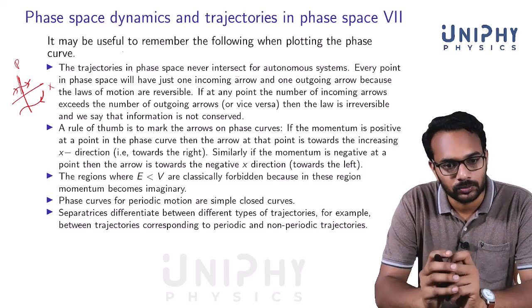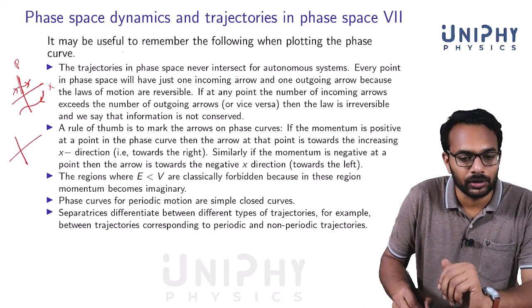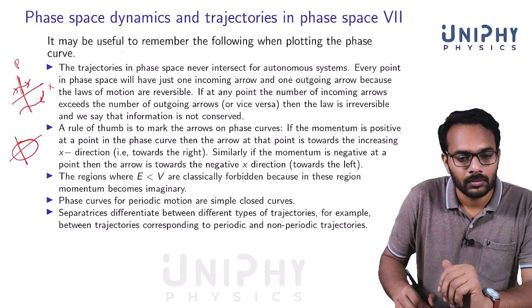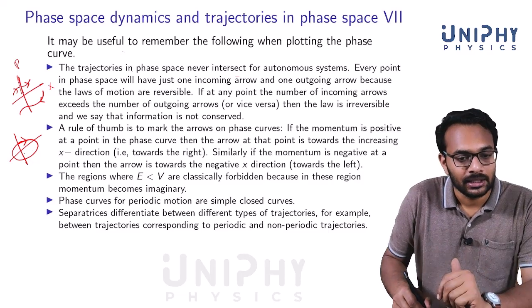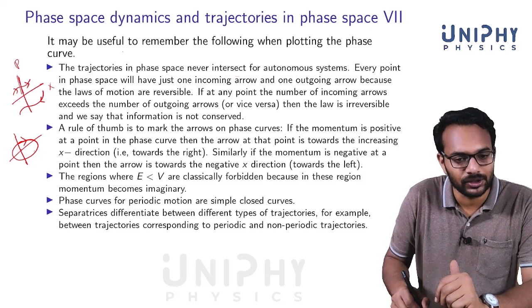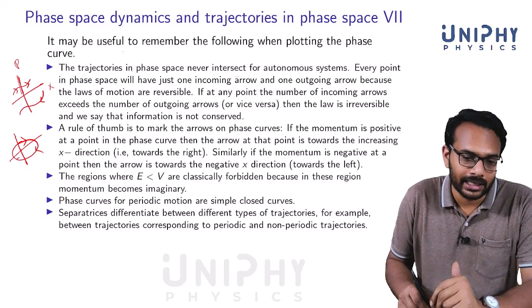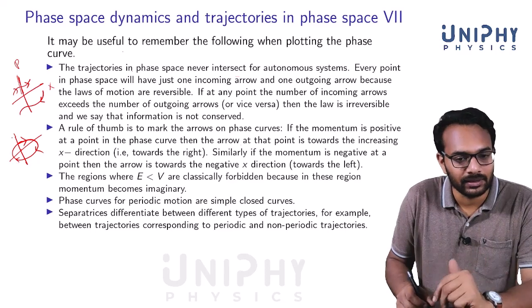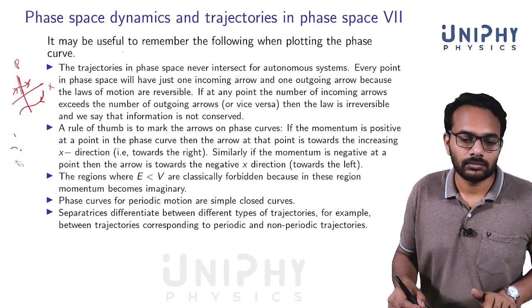This is true. For example, if you look at the simple harmonic oscillator, you see that the momentum is positive here, so the arrow is towards the positive x direction. The momentum is negative here. This is the zero point. Momentum is negative in this quadrant, so the arrow is towards the left. And here again it's negative, so it's towards the negative x direction, like that. So that's how it is.